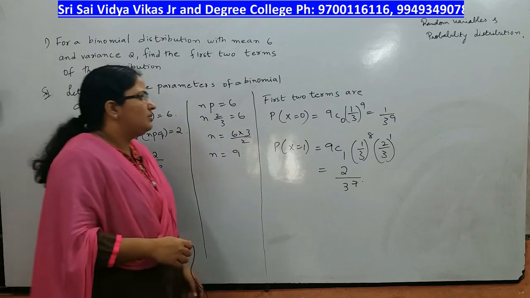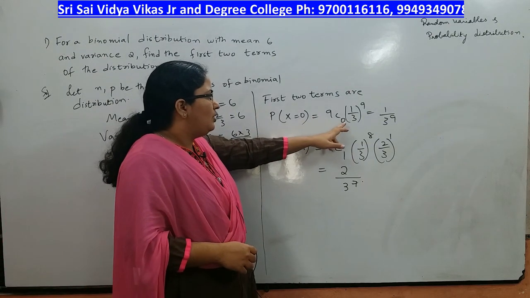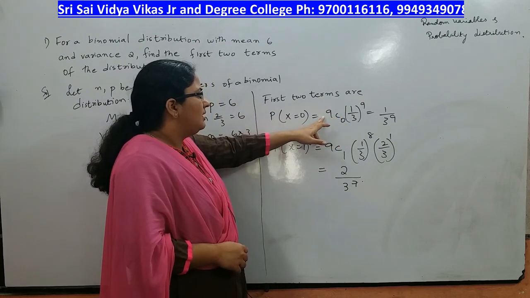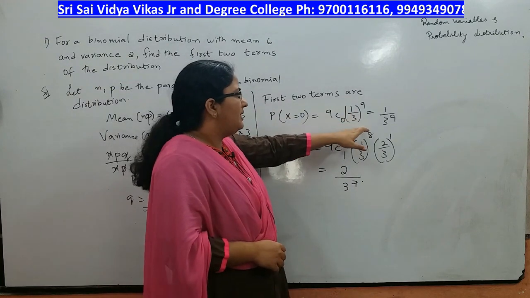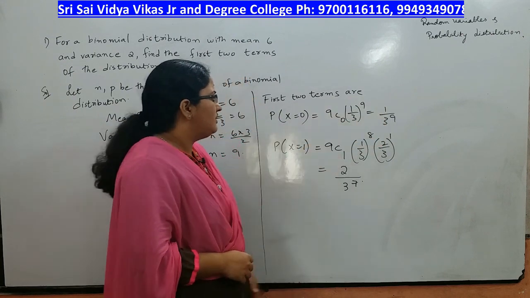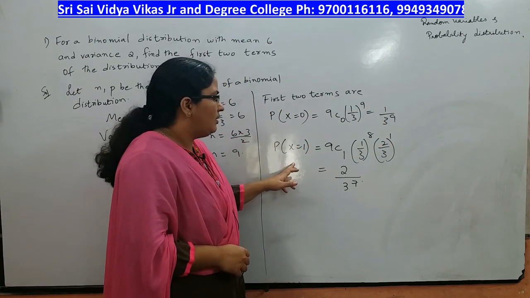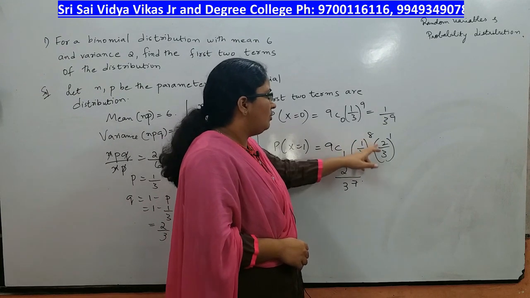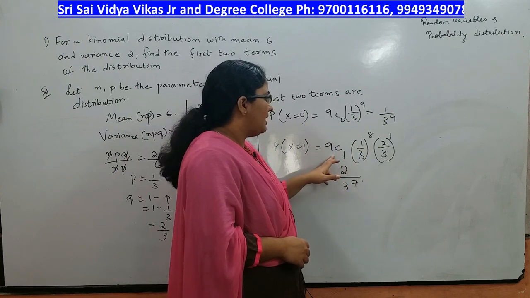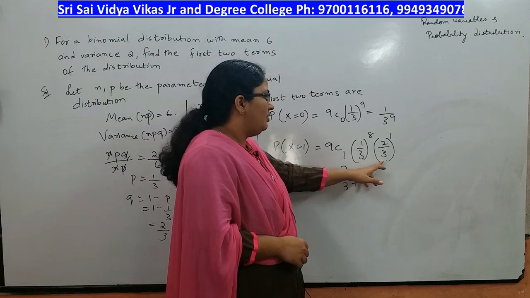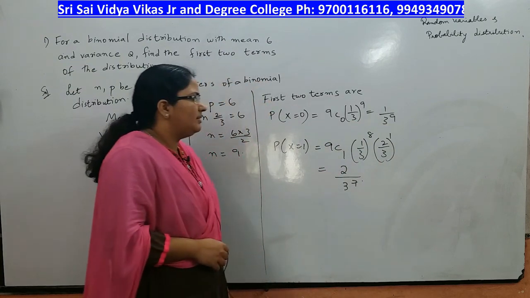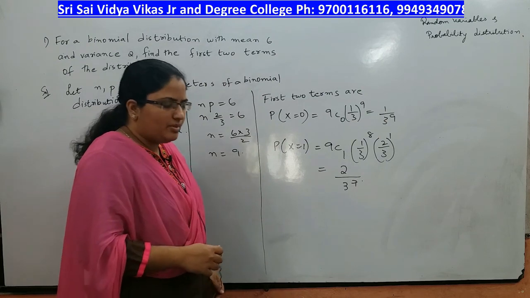Now to find the first two terms: for x equal to 0, NC0, Q power N minus 0, P power 0. So that is 9C0, 1 by 3 whole power 9, which is equal to 1 by 3 power 9, because 9C0 is 1. And for x equal to 1, you have 9C1, 1 by 3 whole power 8, 2 by 3 whole power 1. So here 9C1 is 9, and 3 power 9 you have. So 2 3's get cancelled, you will get 2 by 3 power 7. That's about this problem.